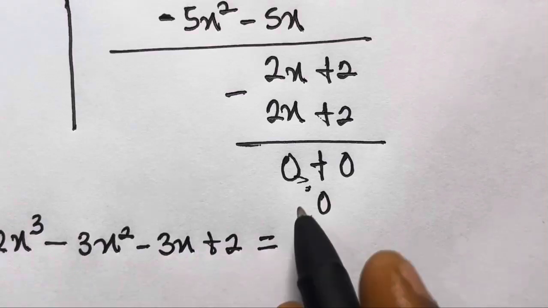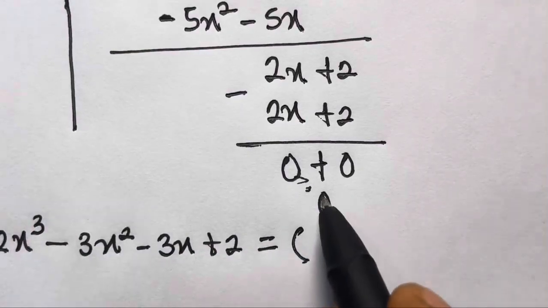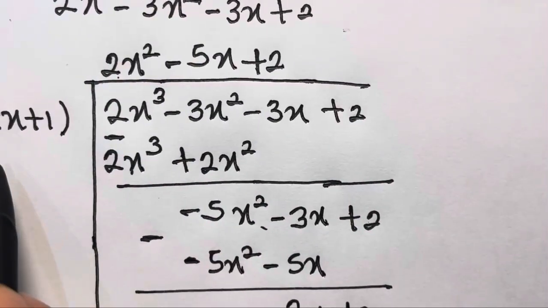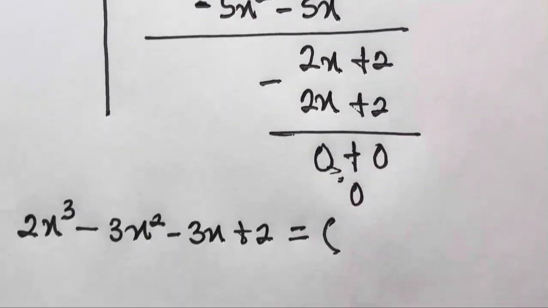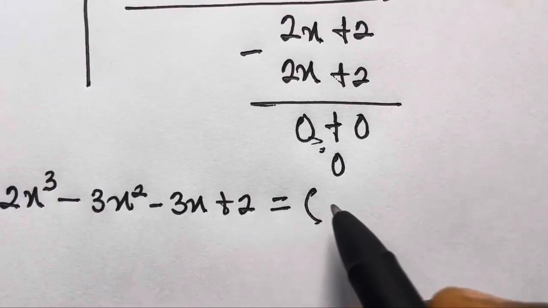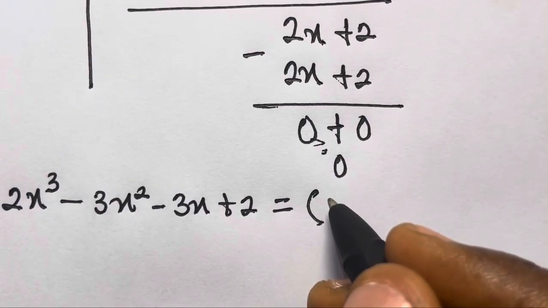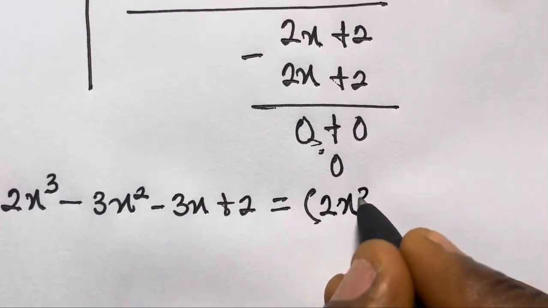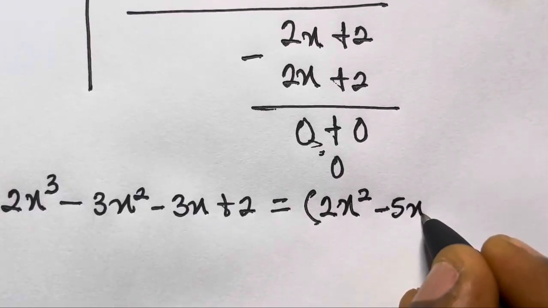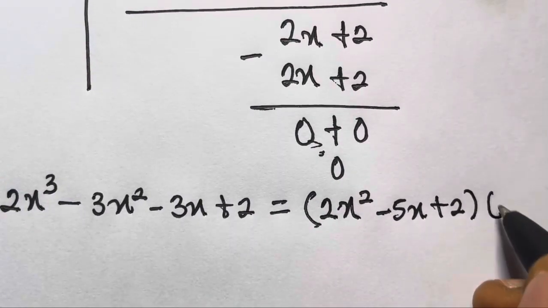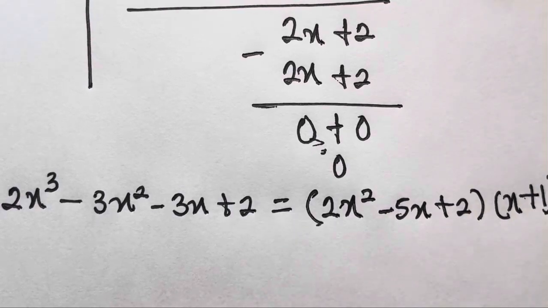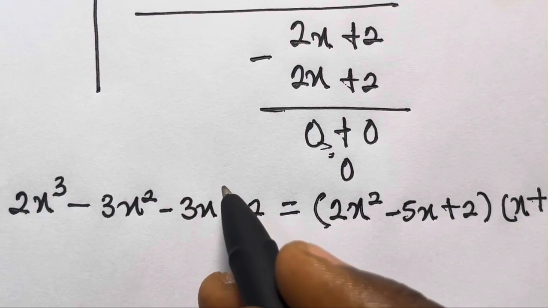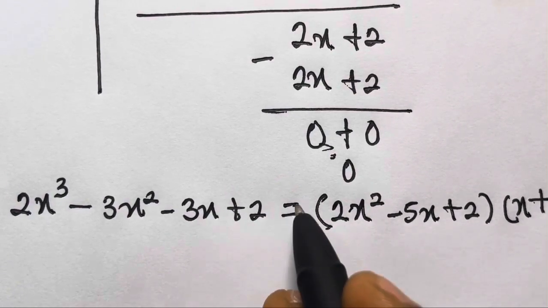this. Let me tell you, this 0 is called the remainder, this is called the dividend, and this x plus 1 is the divisor. So these factors become the product of the dividend and the divisor. We have 2x squared minus 5x plus 2, then multiply by x plus 1. So you can see we have reduced the cubic equation to the product of a quadratic equation and a linear equation.